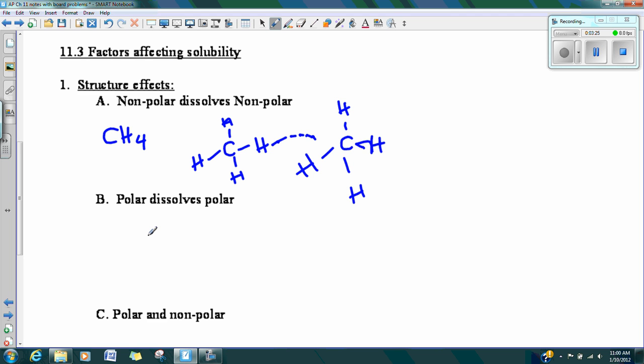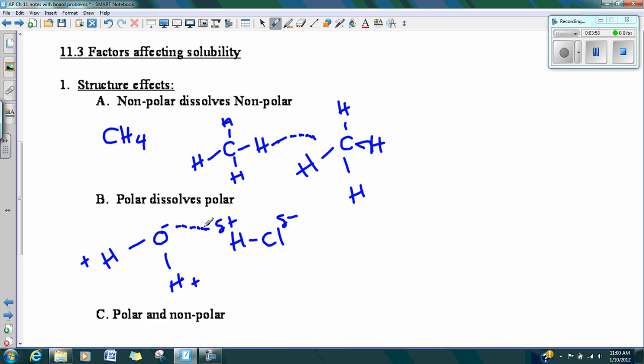Now if I take a look at polar dissolves polar, hopefully you're thinking about water. That's the most common polar substance that you should be thinking about, and you guys know by now that the hydrogen end is slightly positive and the oxygen end is slightly negative. And if I combine that with another polar substance like hydrochloric acid, you guys should recognize that the chlorine end is slightly negative and the hydrogen end is slightly positive, and so we have this attraction between these two.